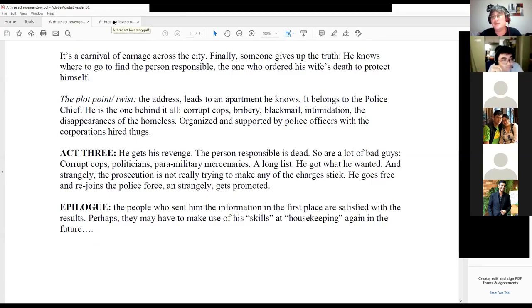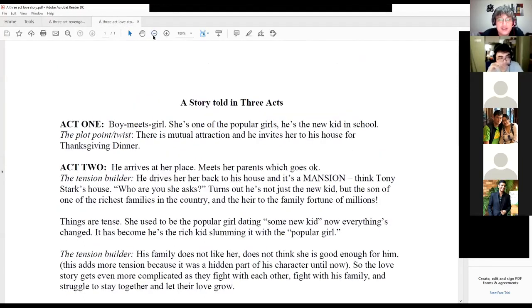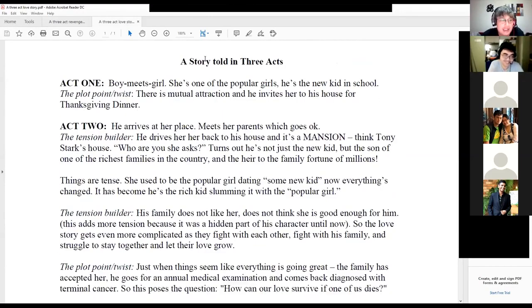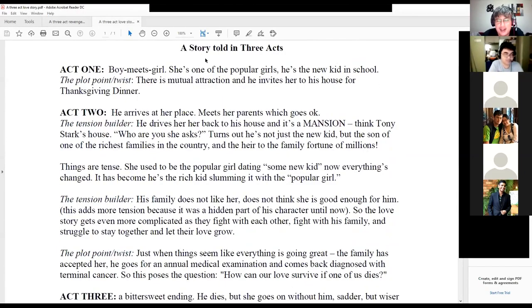Well, I wasn't trying to hide it in any great way, right? Okay, so this one is a different example. This is the love story in three acts. Before you ask, yes, I've had to write this kind of thing.